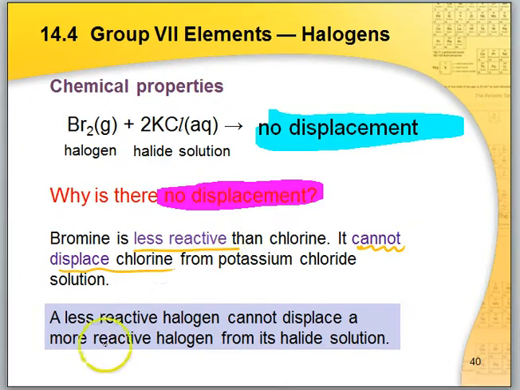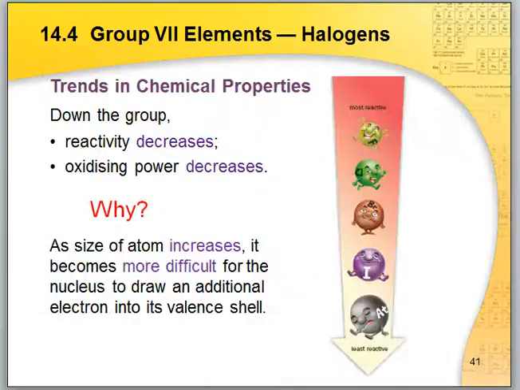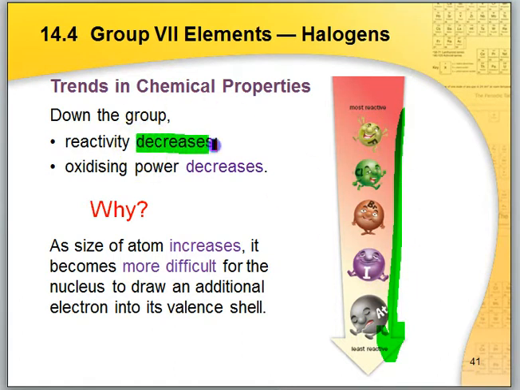Obviously we say a more reactive halogen can displace a less reactive halogen. The other way around doesn't hold true. It means that a less reactive halogen cannot displace a more reactive halogen. Please take note. This is one thing you must always remember. So with that in mind, what's the trend? The trend is, as it goes down the group, the reactivity decreases and the oxidizing power decreases.